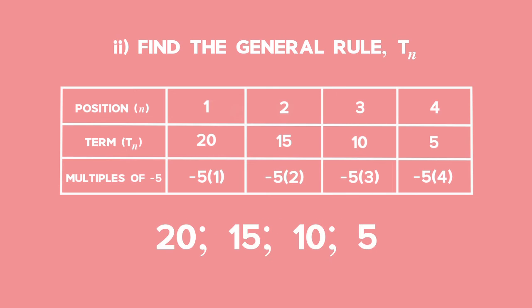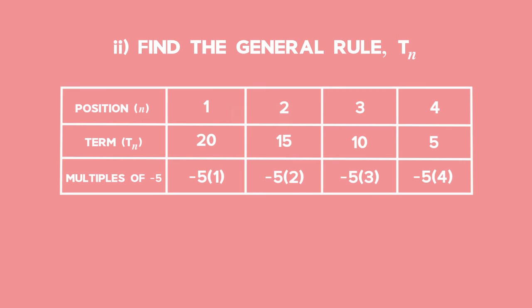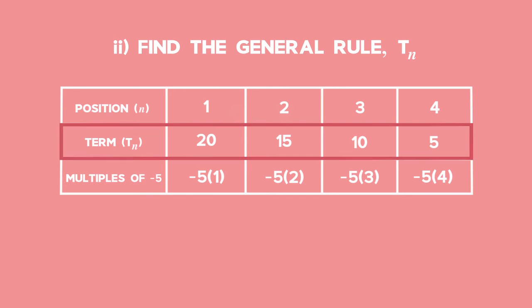We saw that the term in the first position was 20. The term in the second position was 15. The term in the third position was 10, and the term in the fourth position was 5. We then put in a row where we list the multiples of negative 5. We'll multiply that constant difference by the term position, and we'll see how we can relate this multiple that we've created to the actual value of the term.